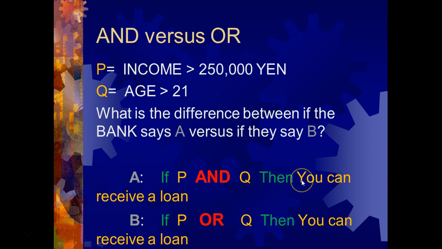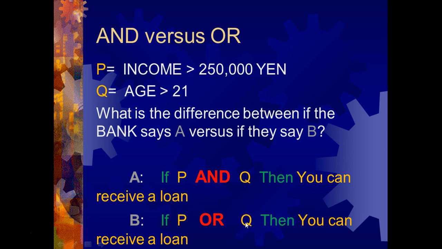So where's the block of code? It's here. You can receive a loan. So here we have the if-then statement, and this is like the block of code. In this case, not the block of code exactly, but it's something that happens: you can receive a loan. So when is this so-called block of code run? When this condition is true, or when this condition is true.